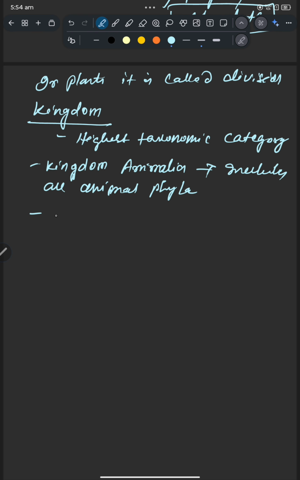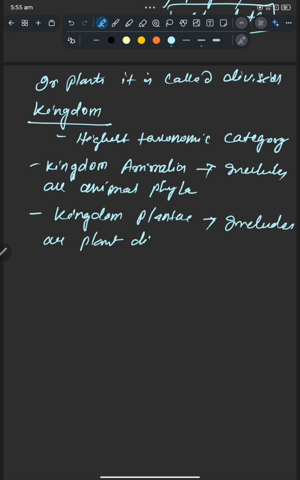The next one is kingdom Plantae, which includes all plant divisions. Okay.